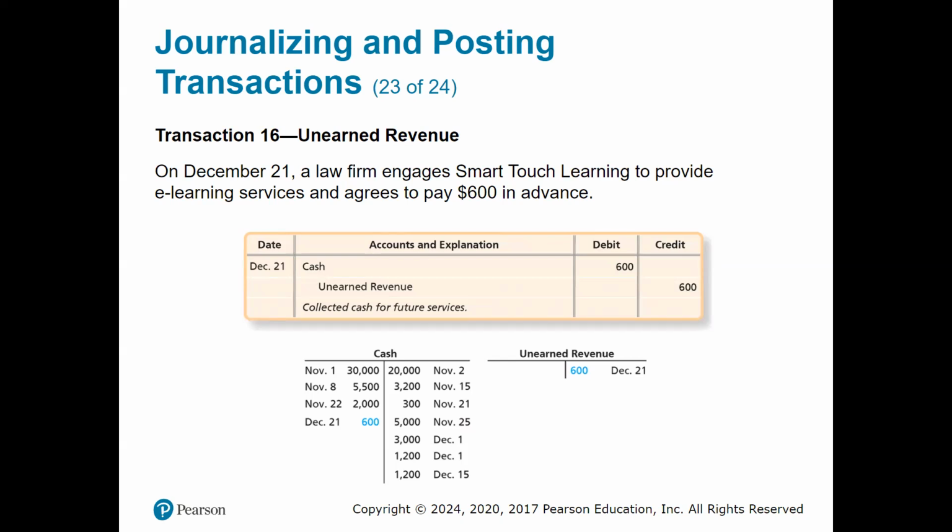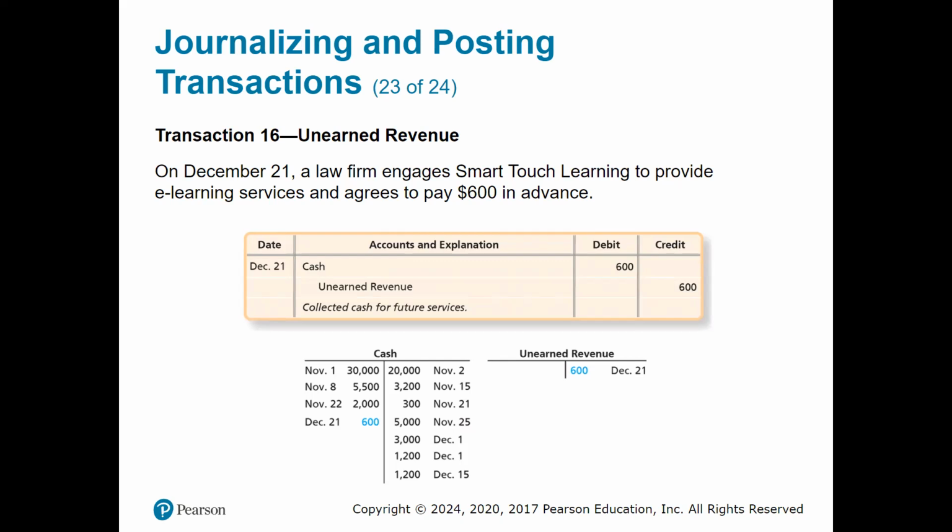So unearned revenue is the type of account that we would use if somebody has prepaid us for something that we have not yet delivered. And that's true whether it's a product or whether it's a service. So we receive the cash. In this case, we are Smart Touch Learning in this journal entry. So we're receiving cash for $600. We're debiting cash for $600, and then we're crediting unearned revenue for that amount.